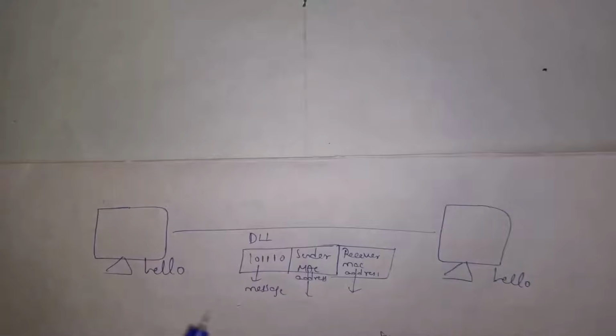Guys, the data link layer will not send our data directly. Instead, the data link layer will add our data into a frame. Guys, a frame is like a parcel.